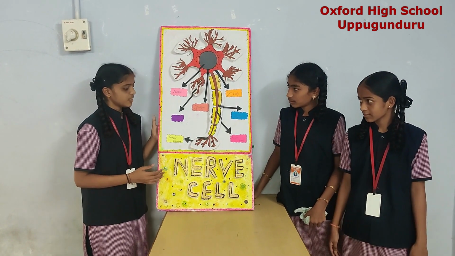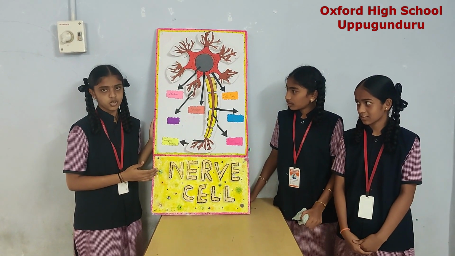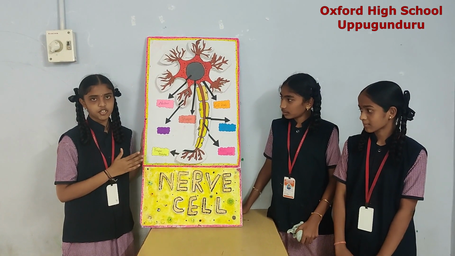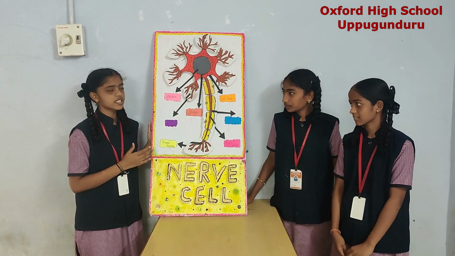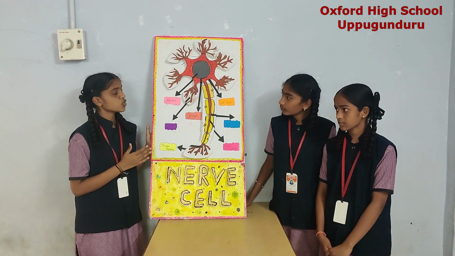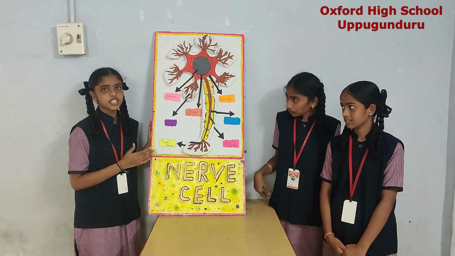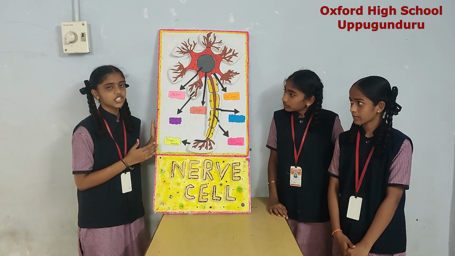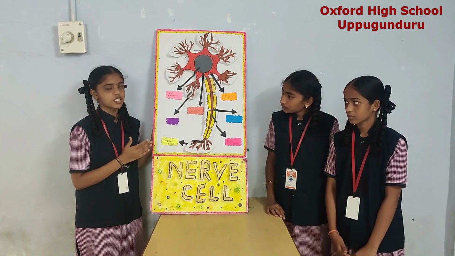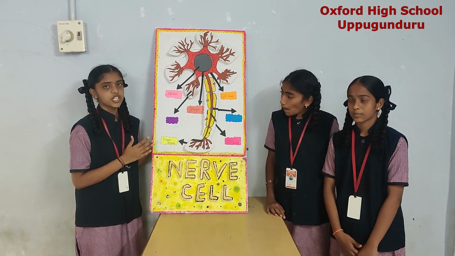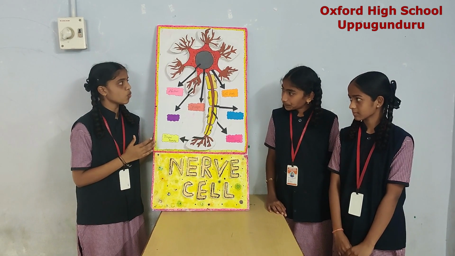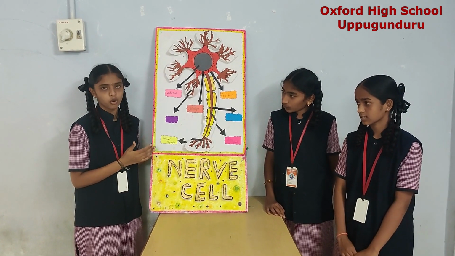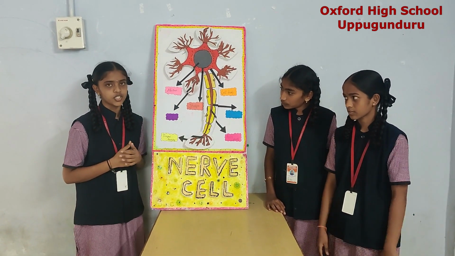The nerve cell is also called a neuron. It is the largest cell in our body. It is 90 to 100 centimeters long. Most of the nerve cells are present near the brain and spinal cord. The main function of the nerve cell is to transfer messages from the body to the brain. If there were no nerve cells, the brain could not know the functions of the human body. Now she will explain the parts of the nerve cell.